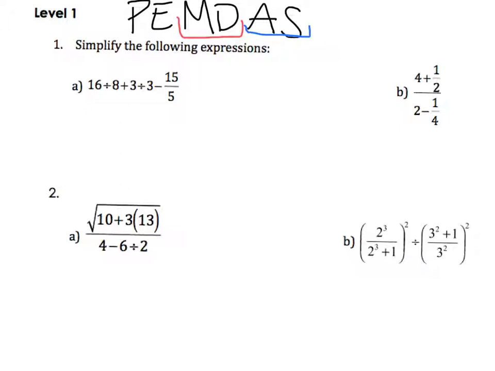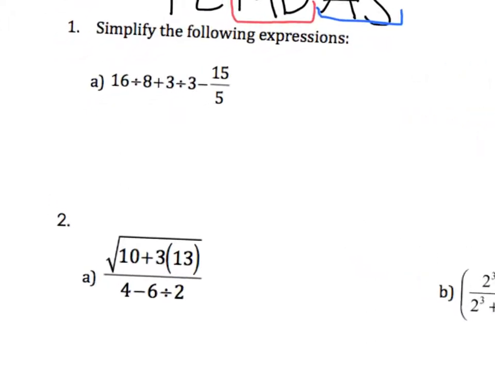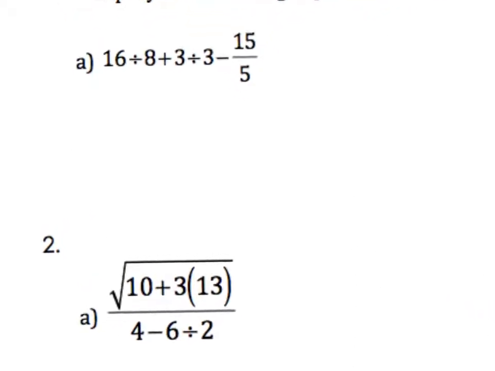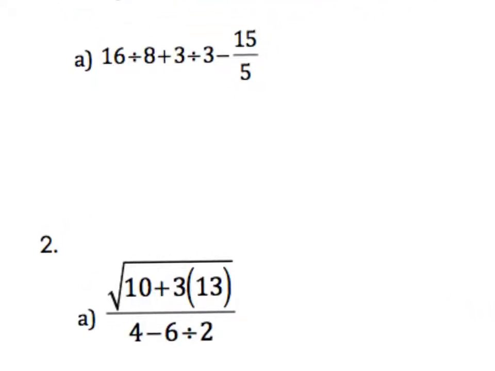If we're looking at number 1, we've got 16 divided by 8 plus 3 divided by 3 minus 15 divided by 5. So I see division, I see addition, and I see subtraction. I need to do the division first. So 16 divided by 8 is 2, plus 3 divided by 3, which is 1, minus 15 divided by 5, which is 3. Now that I took care of that, I'm just going to add 2 plus 1, and then minus 3, which is 0.